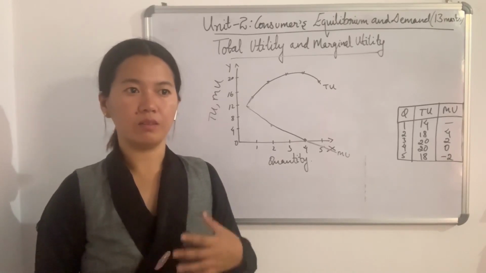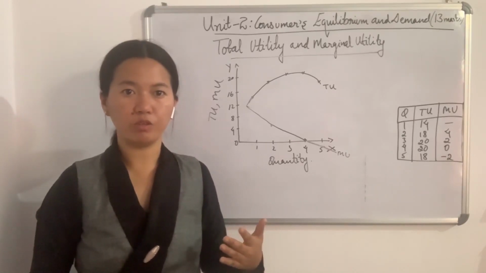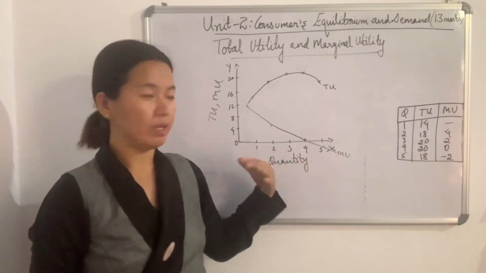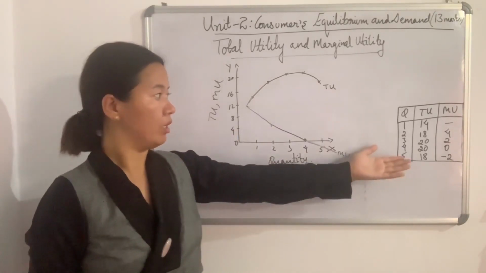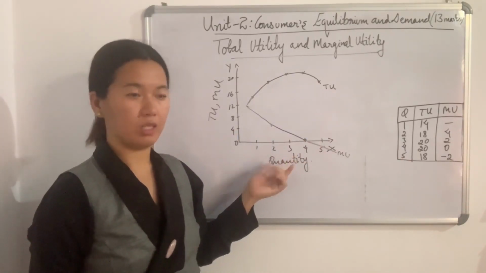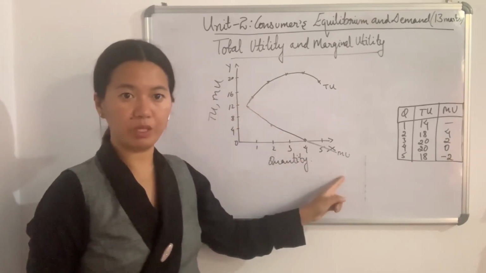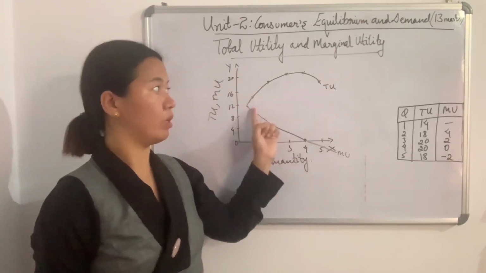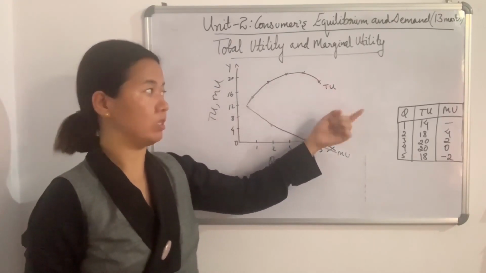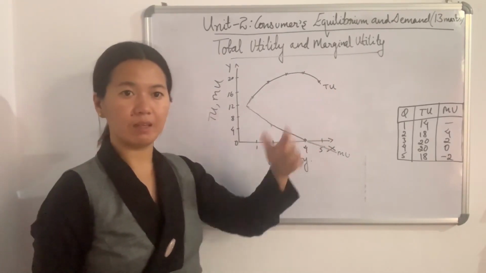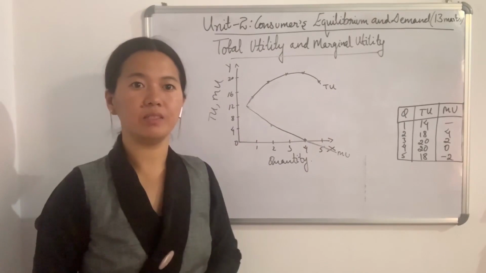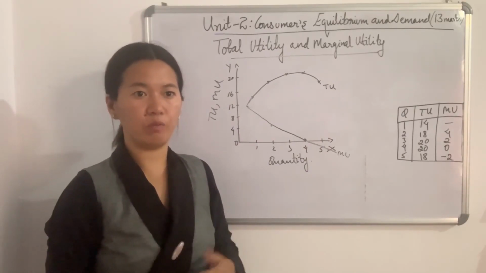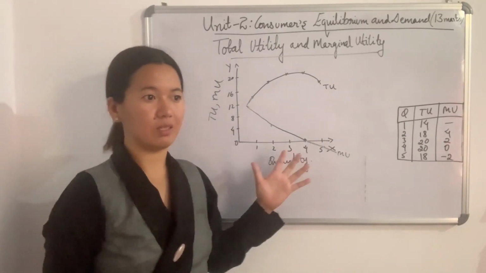Let's understand the relation between total utility and marginal utility in terms of a diagram, and I'm using the same schedule. In this diagram, as you can see, the one which is downward sloping is marginal utility, and the one which increases and then falls is total utility. As I have mentioned earlier, there are three relations between TU and MU. I will try to show them in this diagram.